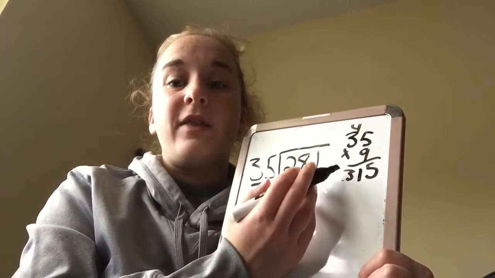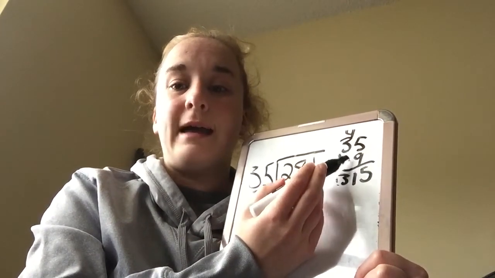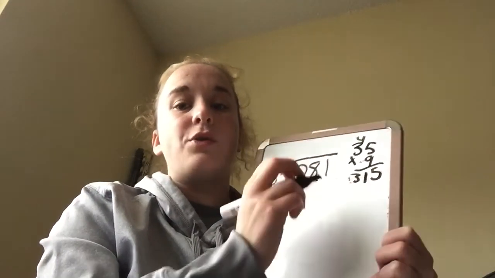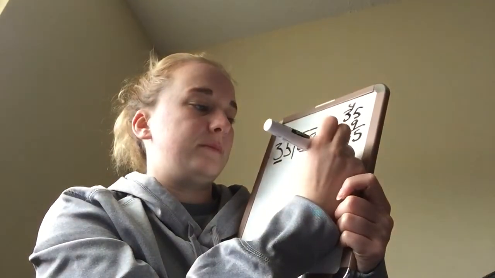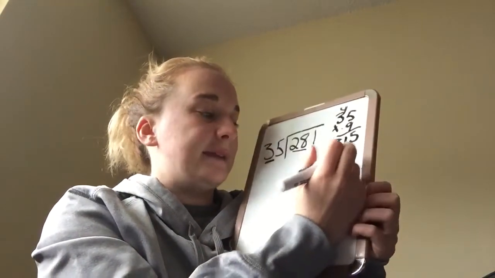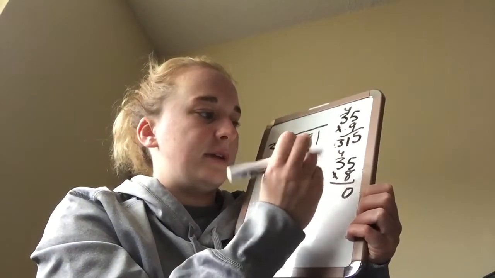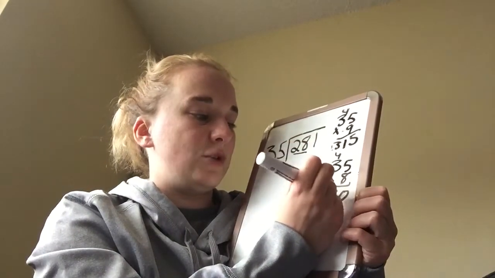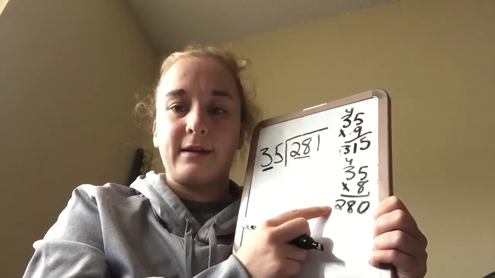So if this number turns out to be too big, that means we need to multiply by a smaller number. So what I'm going to do now is I'm going to do 35 times 8. So I'm going to do 8 times 5, which is 40. Bring down the 0, carry the 4. 8 times 3 is 24, plus 4 is 28. That gives me 280. I notice that is something I can subtract.